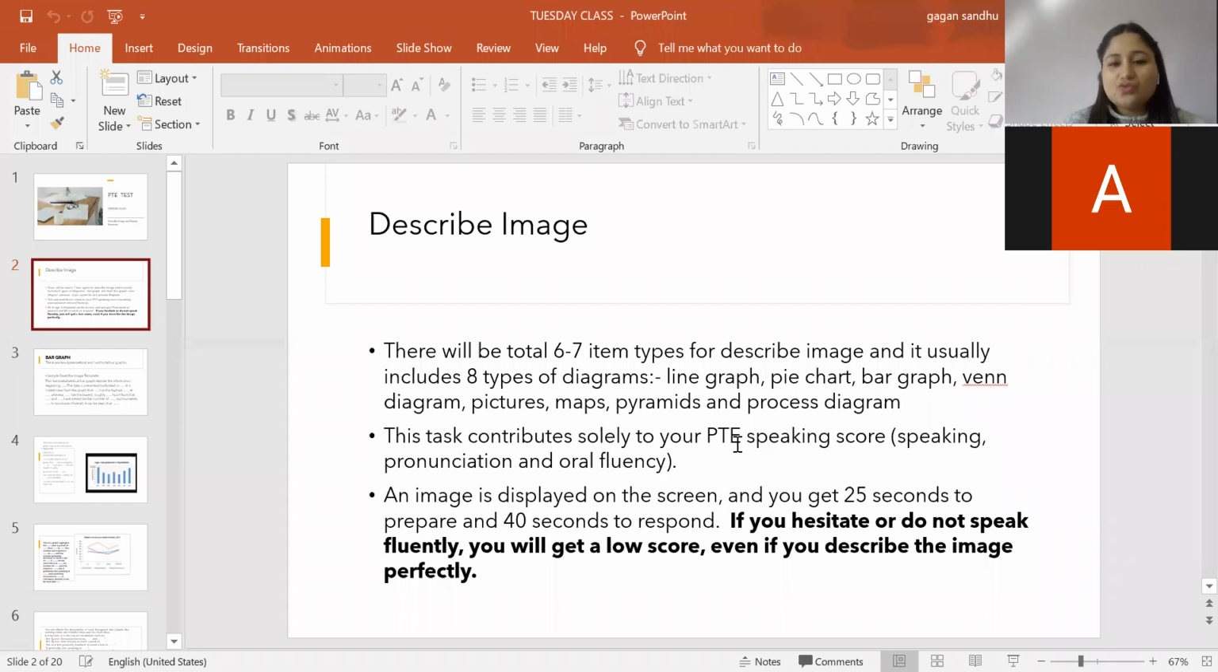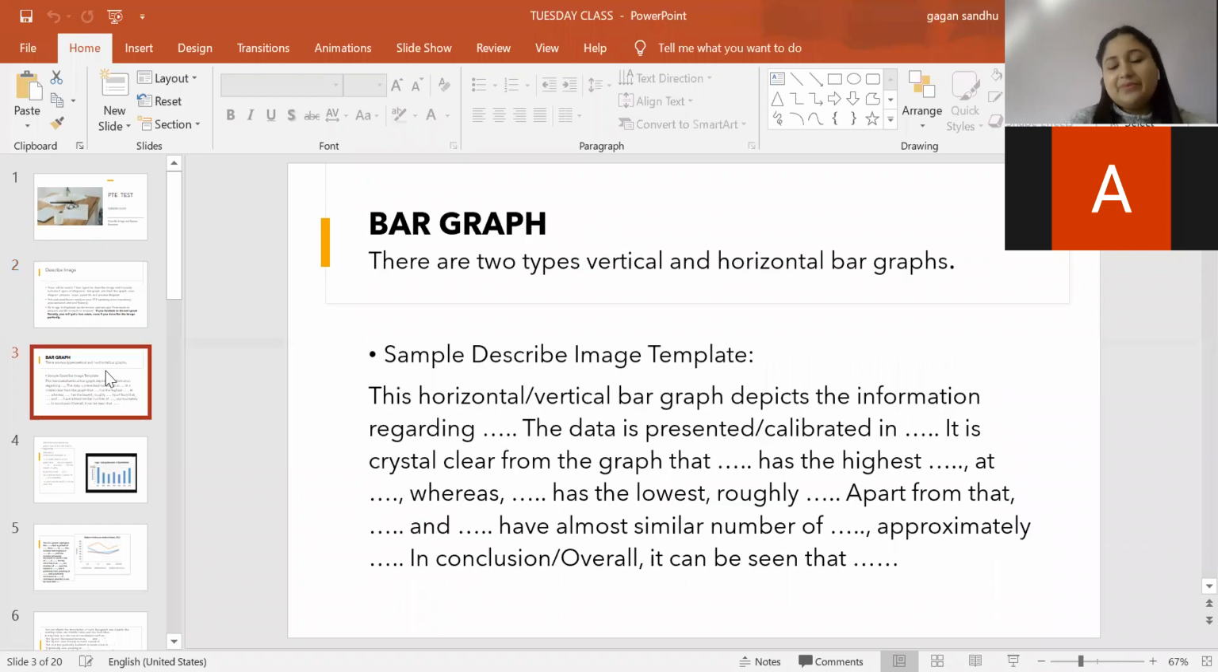Once done, it's over, right? So it will maintain your fluency, which is the master key here for describe image, right? These are the very important things to keep in mind. And time, guys, that's very important: you must speak within 36 seconds only. Otherwise you are exceeding the time limit. It will affect your fluency and pronunciation, right?